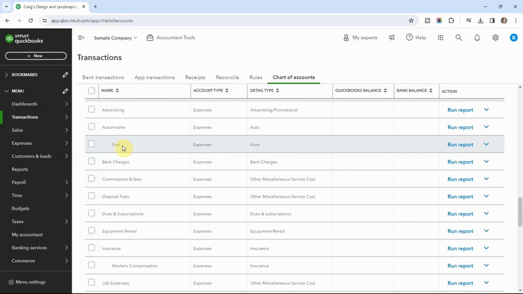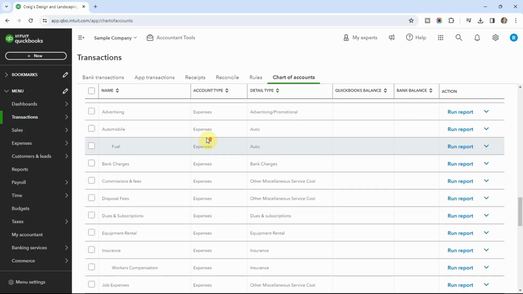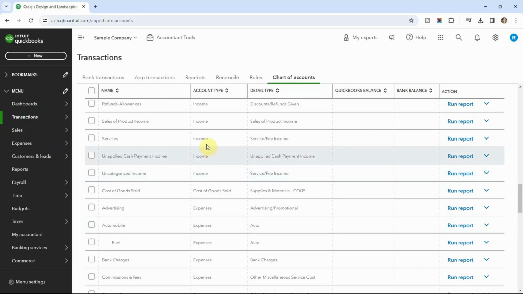I'm scrolling down to the expenses. So when your client buys gas, you put this in fuel expense. And when there is a bank charge, you put it in bank charges, et cetera, et cetera. So you're going to feel like you're using these a whole lot, but this is just one of the account types. So you can see, again, we have the account types, and then we have income.